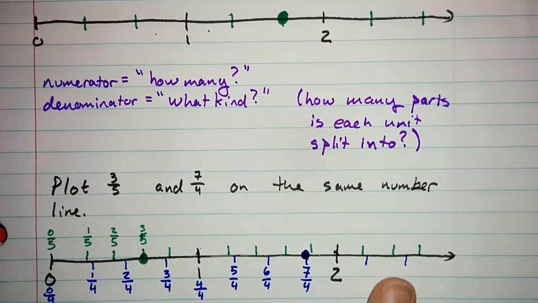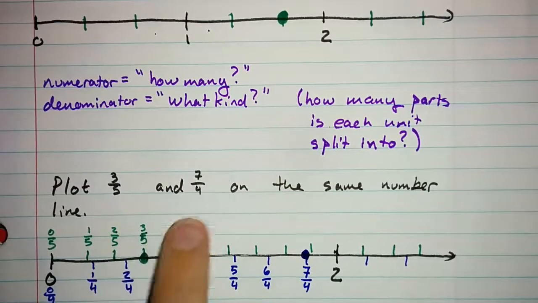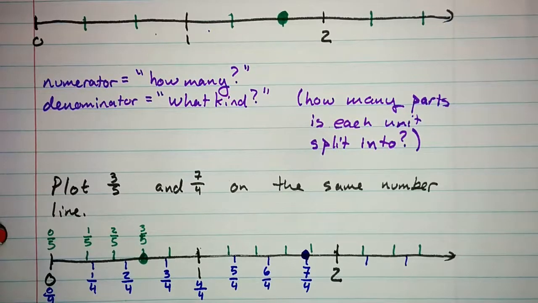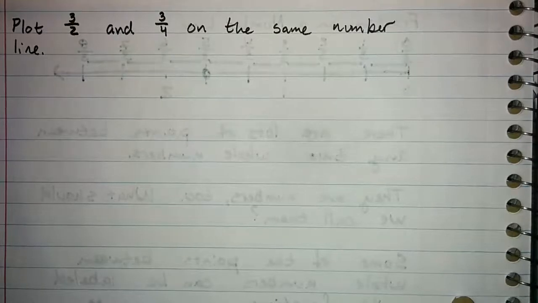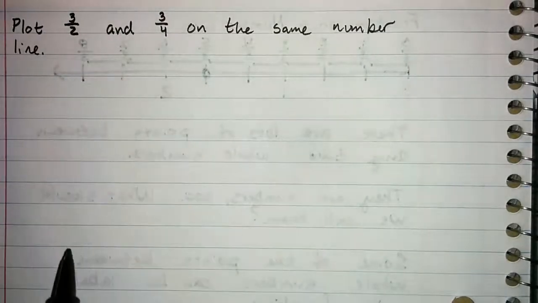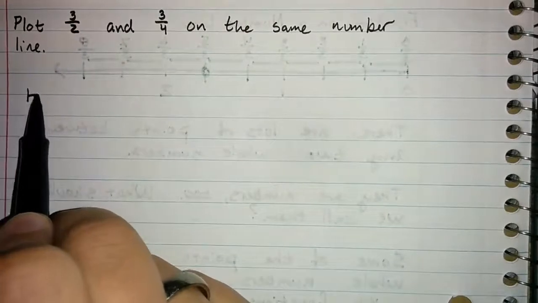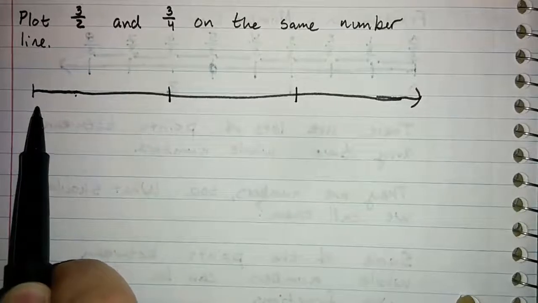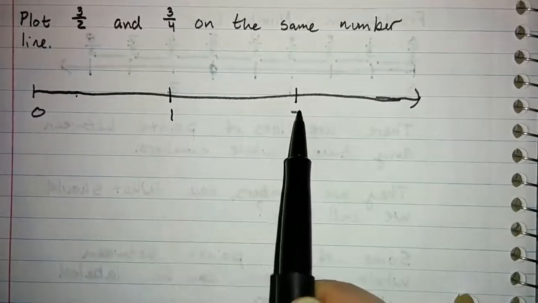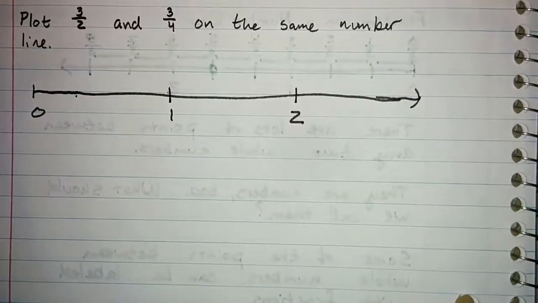I'm going to have you try one of these now, just plotting 2 fractions on the same number line. Plot 3/2 and 3/4 on the same number line. Pause the video and try this now. All right. Well, we'll draw a number line and start by marking the units. 0, 1, 2. Hopefully that's enough.